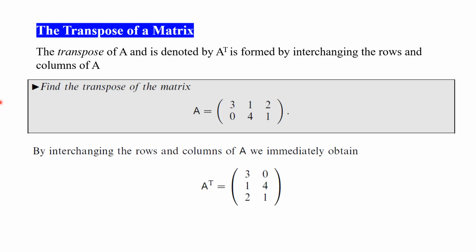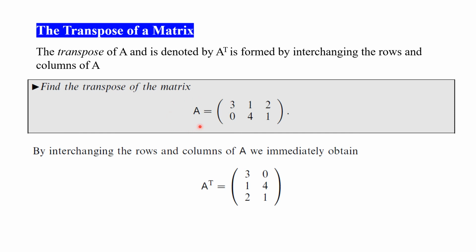Next, let's discuss the transpose of a matrix. The transpose of a matrix A is denoted by A^T, with T meaning transpose, and is formed by interchanging the rows and the columns of A.